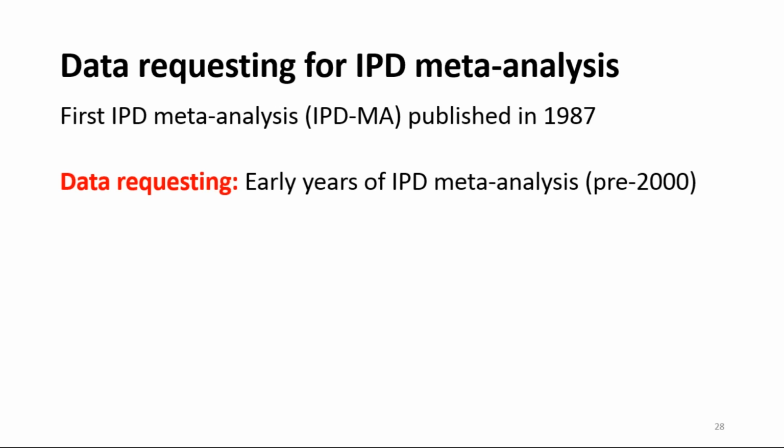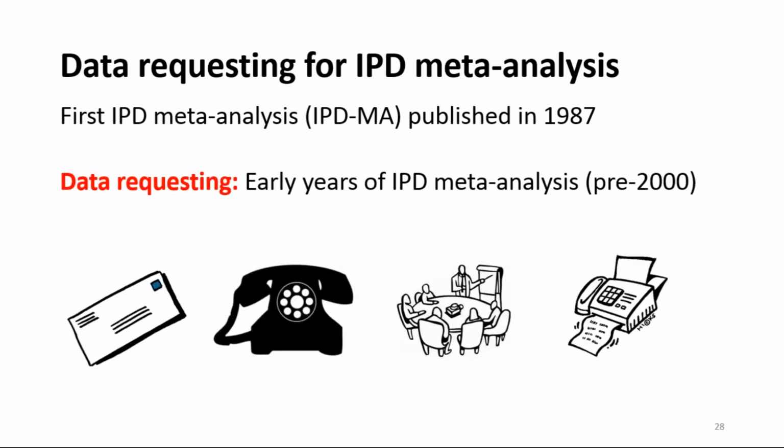And I wasn't personally involved in IPD meta-analysis at this stage, but from speaking to members of the team that I've worked with who were, IPD would often be requested via a letter. You'd have to write to a colleague or a researcher conducting a trial to ask for their data, and we'd pick up the phone to speak to them, have a face-to-face meeting to discuss whether data could be shared. And then often data would be provided maybe by fax, maybe in the mail. Often data would be maybe photocopies on paper and would have to be computerized.